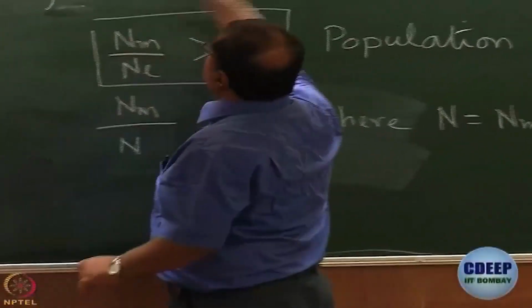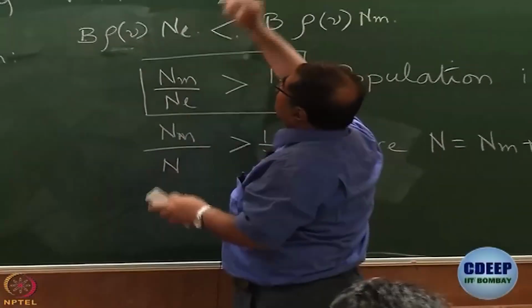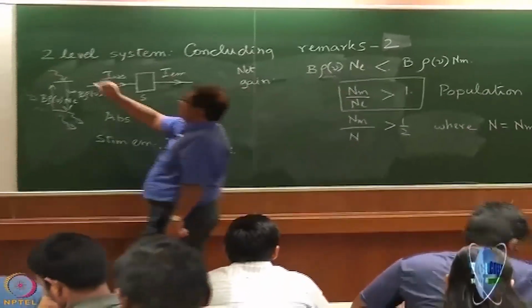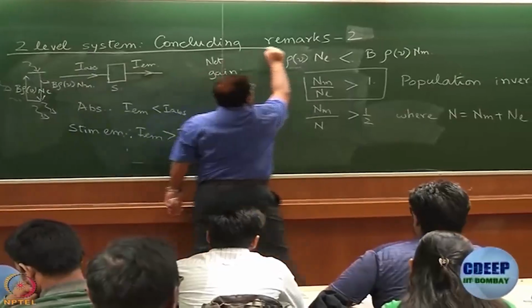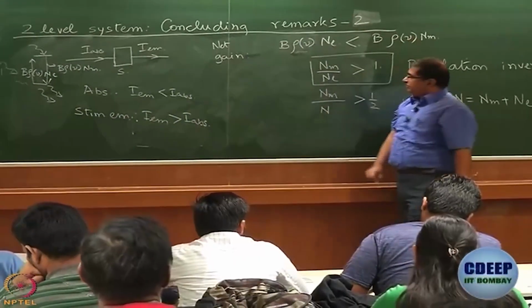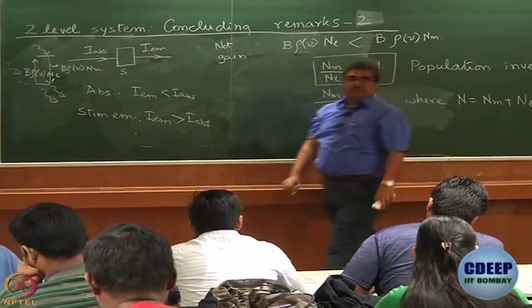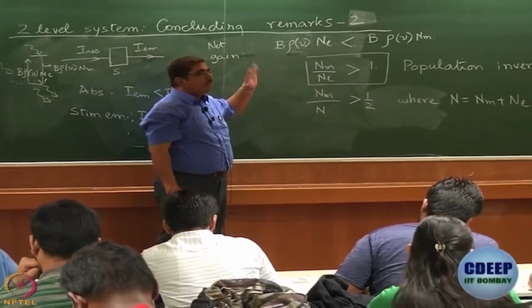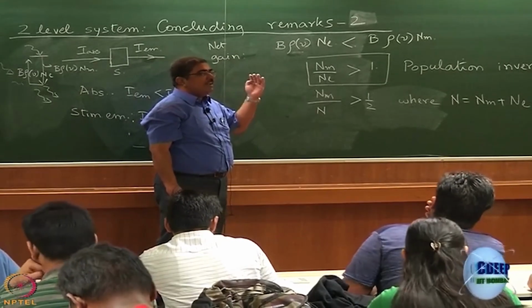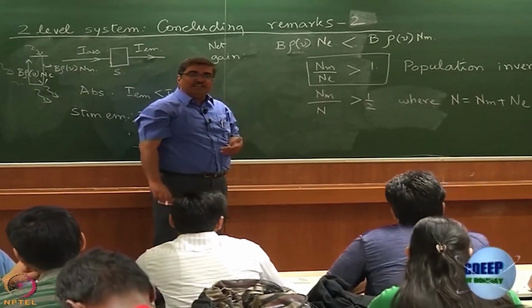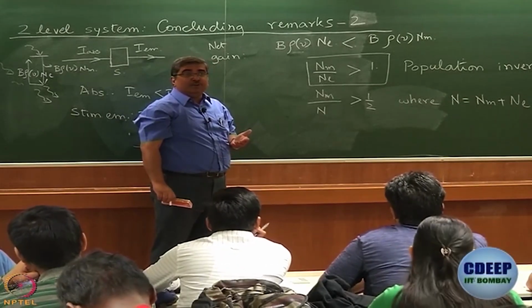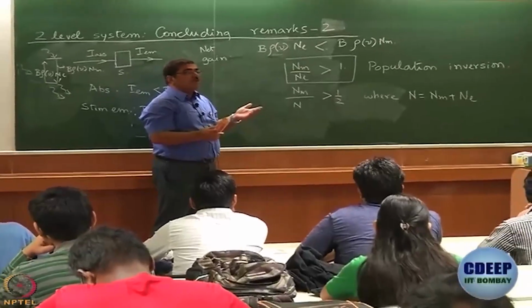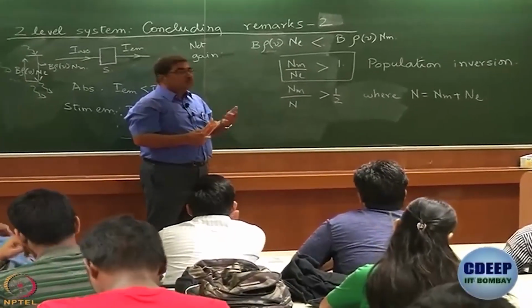So now we begin the second part of our discussion, concluding Remark-II for two-level system. This is where we got that you must have a population inversion. Population of the higher level must be more than the population of the lower level in order for you to have gain, in order for you to have more number of photons to come out of the system than the number of photons that you put in.